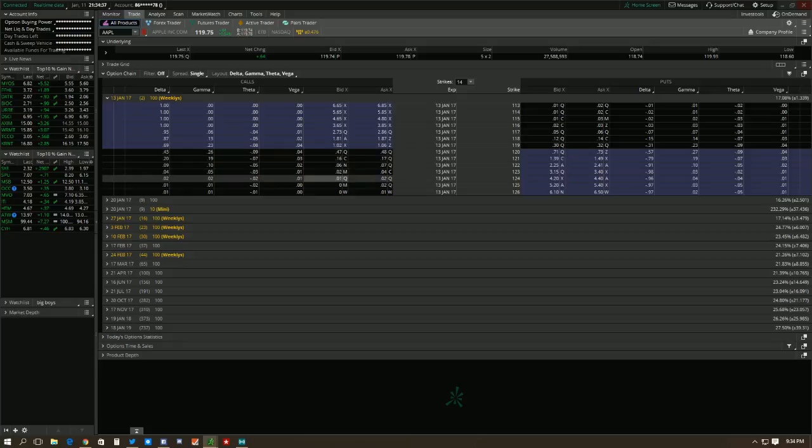So basically, you can do put spreads. You can do the same thing with put spreads. You can buy a 122 put, and then you can sell a 118 put against it. At the same time, simultaneously, you're buying this one and selling this one against it. And basically what it does is create a spread.